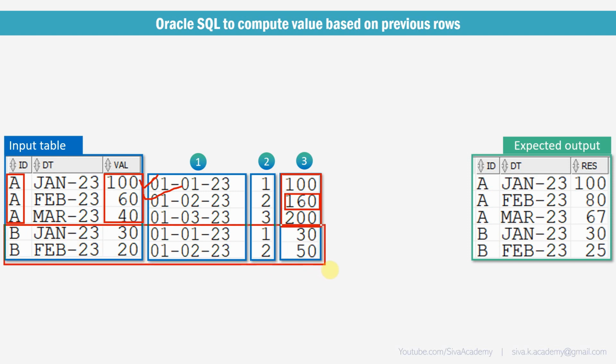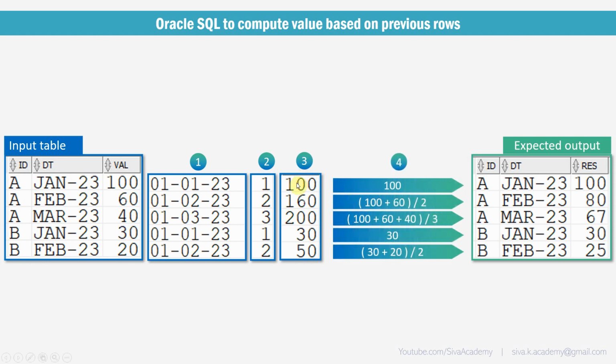For set B also, we are just going to find the cumulative sum. In the first row of B, it is 30. In the second row of B, it is 30 plus 20, 50. The fourth step is very simple. We are just going to divide the value we got from step 3 by the value from step 2. We just need to say 100 divided by 1 is 100. 160 divided by 2, nothing but 100 plus 60 divided by 2, 80. So 200 divided by 3, we will get 67.